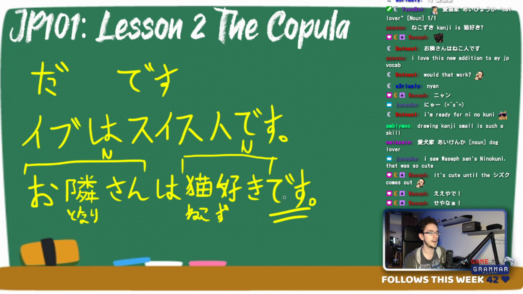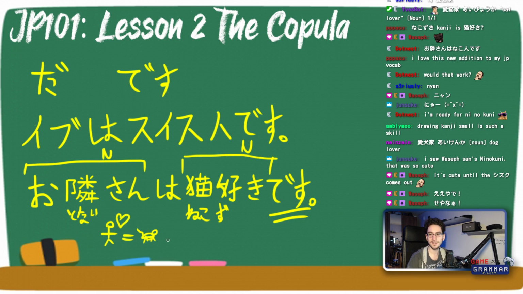Noun wa noun desu, which just means that otonari-san could be any person like this. Oops, I can't even draw people anymore. So let's say this is our otonari-san, okay? His name is, like, Tanaka-san. Nekozuki. I'm going to draw a cat. And he's all like, oh, I love cats. Nekozuki. It's the same principle, right? We're just assigning him to be something. Otonari-san wa nekozuki. He just likes cats. That's just what he does. So that's how it works.